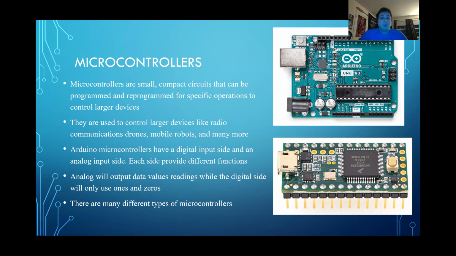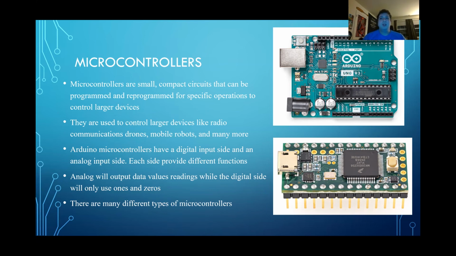So the analog side will actually output data values, like actual number values, while the digital side only outputs ones and zeros. So for the sonars, I put them on the analog side of the microcontroller. That way, if there's a wall in front of it, I can actually see how far away the wall is compared to the sensor. If I put it on the digital side, it'll just tell me a 1 if there's a wall, 0 if there's no wall.